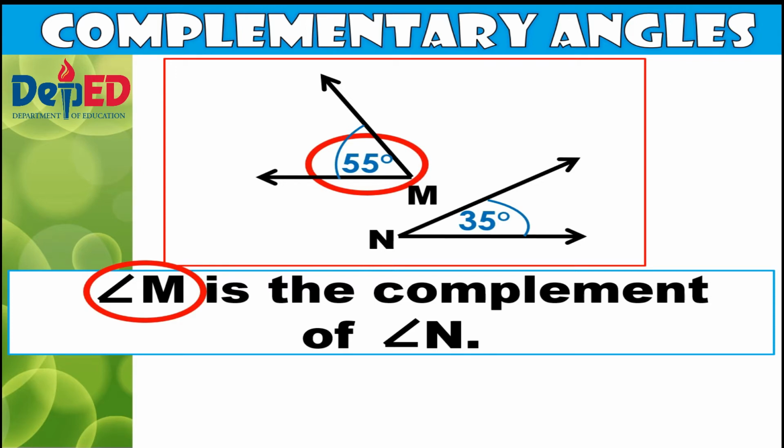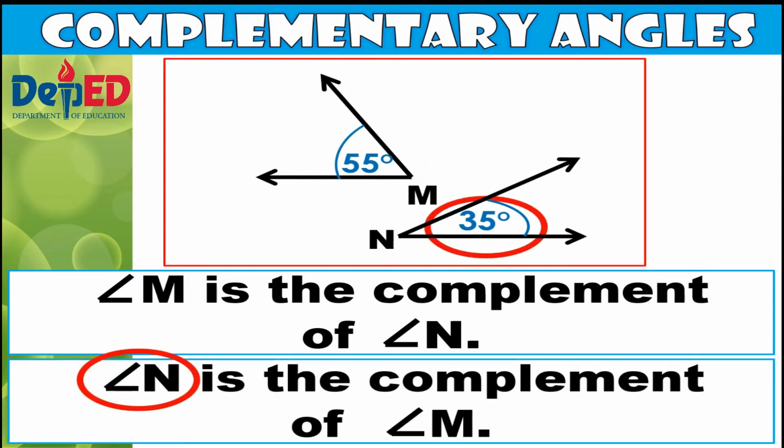Another one, angle M is the complement of angle N, and the measure of angle M is 55 degrees. Angle N is the complement of angle M, and the measure of angle N is 35 degrees. When we add the measures of angle M and angle N, that is equal to 90 degrees.